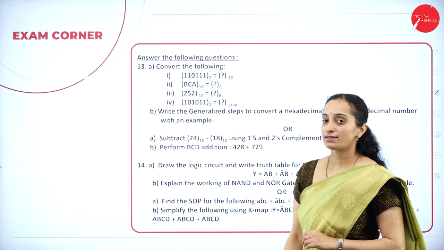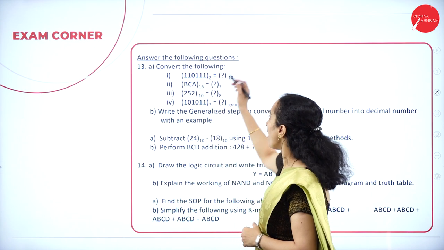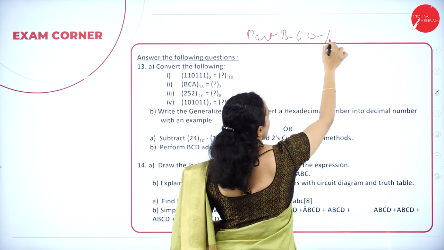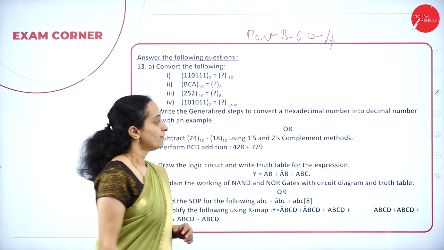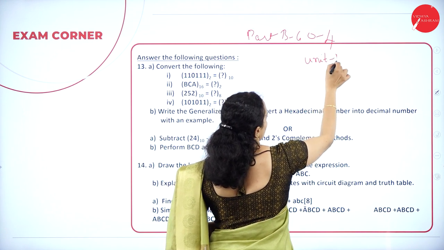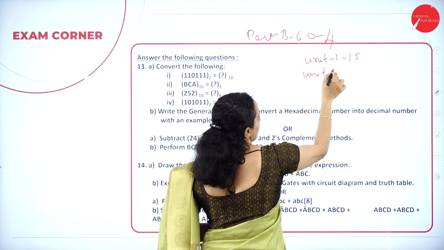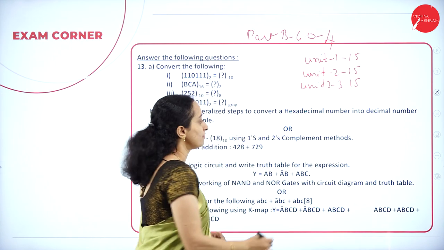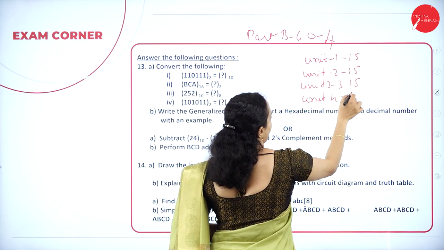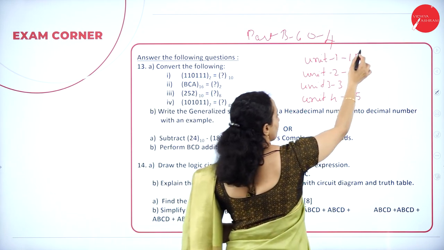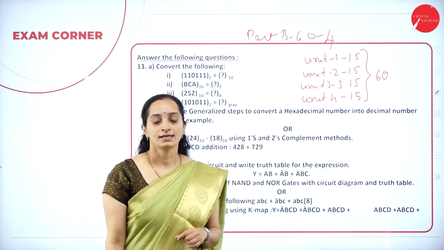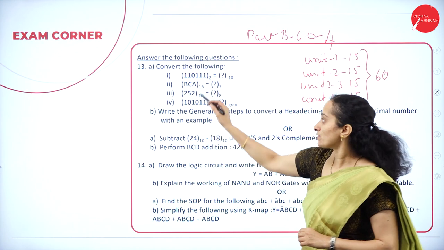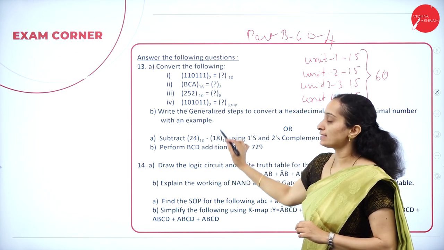Then we have part B with descriptive answers. Part B is for 60 marks, and all 4 units will be covered. Unit 1 is for 15 marks, unit 2 for 15 marks, unit 3 for 15 marks, and unit 4 for 15 marks. So from the 4 units, you will get questions covering the remaining 60 marks. You can observe these questions are from the first unit.